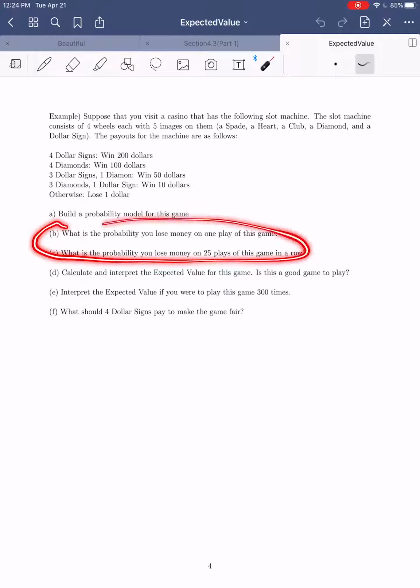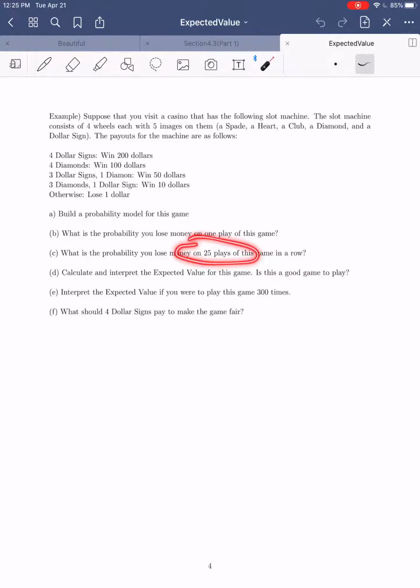Then we're going to calculate a couple probabilities. We're going to calculate the probability that you lose money on one play of this game. So if you just had money to play once, what's the chance that you lose? And then we're going to talk about what is the probability that you go on a horrible losing streak and you lose money on 25 plays of this game in a row.